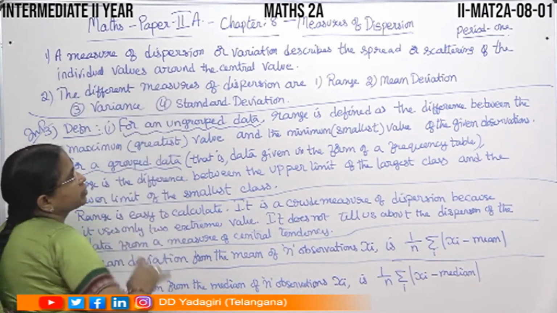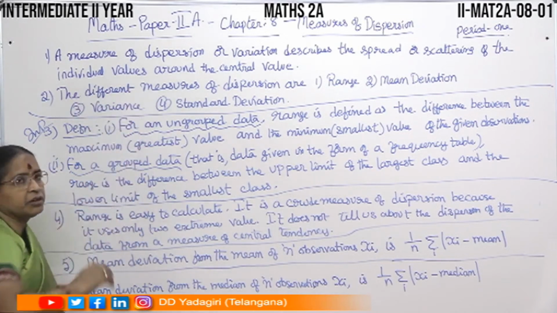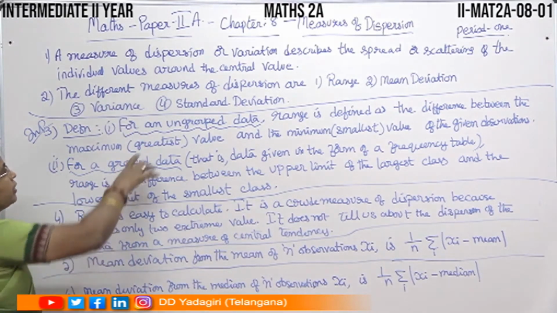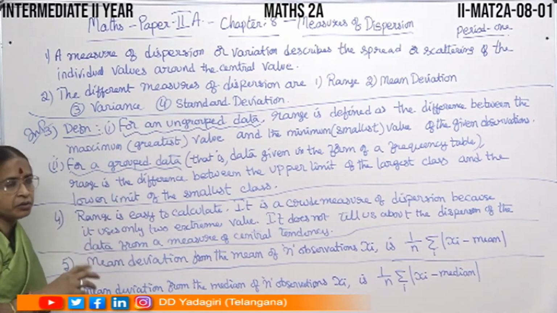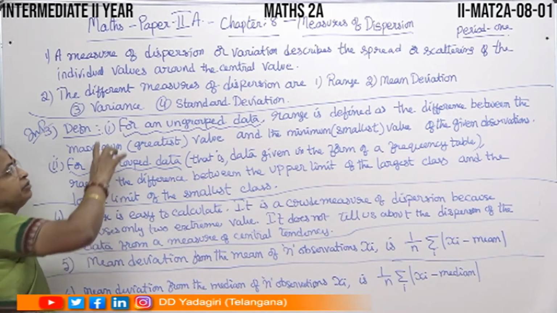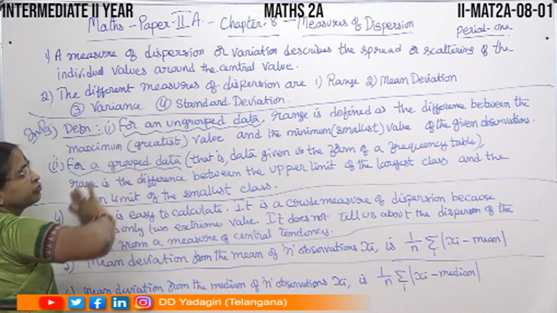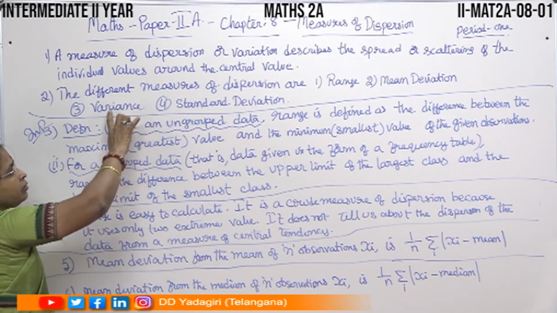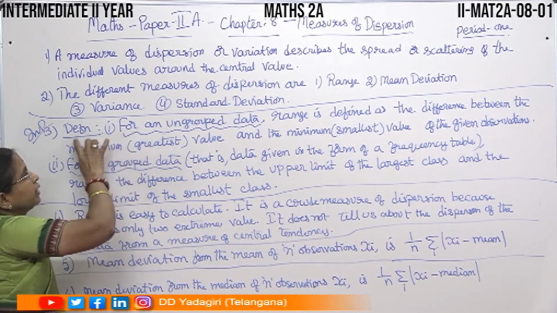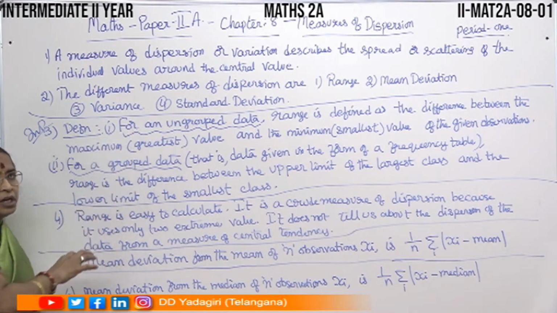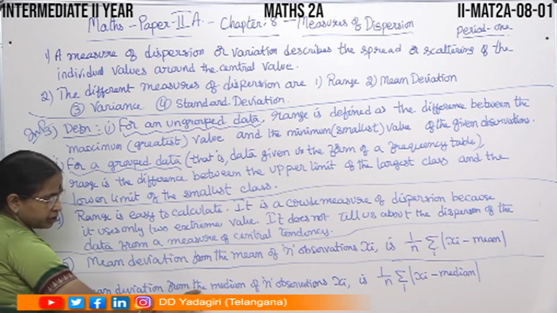A measure of dispersion or variation describes the spread or scattering of the individual data points around the central value. The different measures of dispersion that you have are range, mean deviation, variance, standard deviation. Many more are there, but you have only these 4 in your syllabus. But variance and standard deviation are deleted for this academic year.